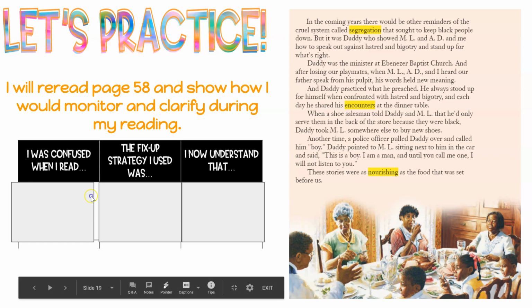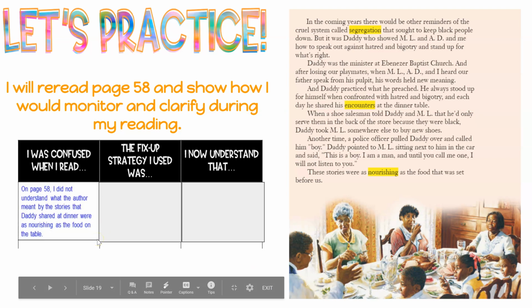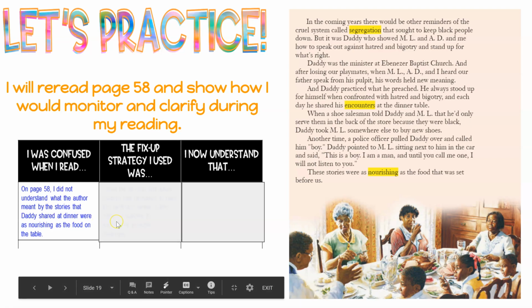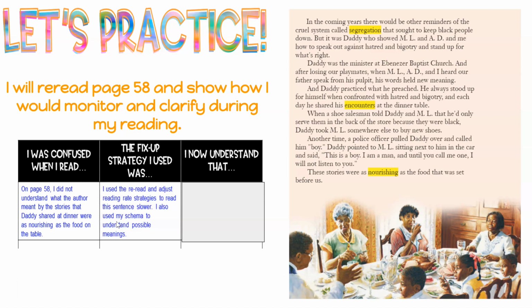Okay, boys and girls, I'm a little confused reading this page. I don't understand what the author means when he says that the stories Daddy shared at the dinner table were as nourishing as the food on the table. How can stories be nourishing like food? I'm confused. The fix-up strategy I'm going to do is reread and adjust my reading rate. I'm going to read the sentence slower, and I'm also going to use my schema to understand possible meanings.